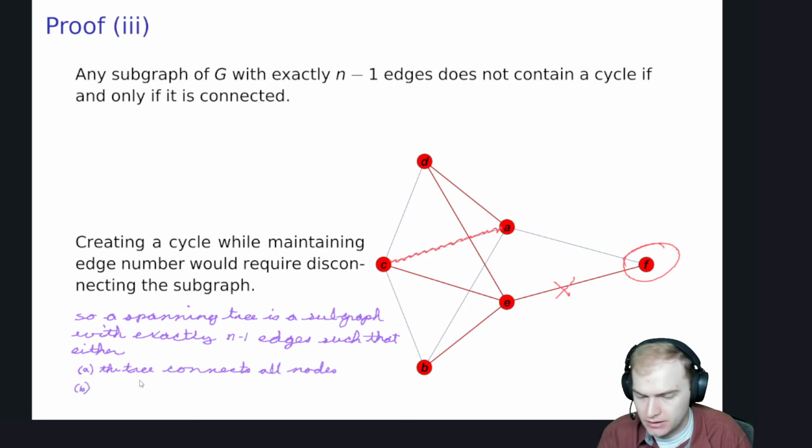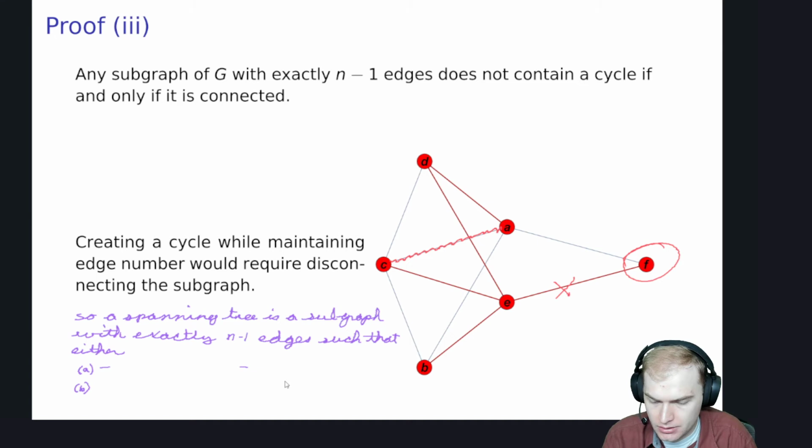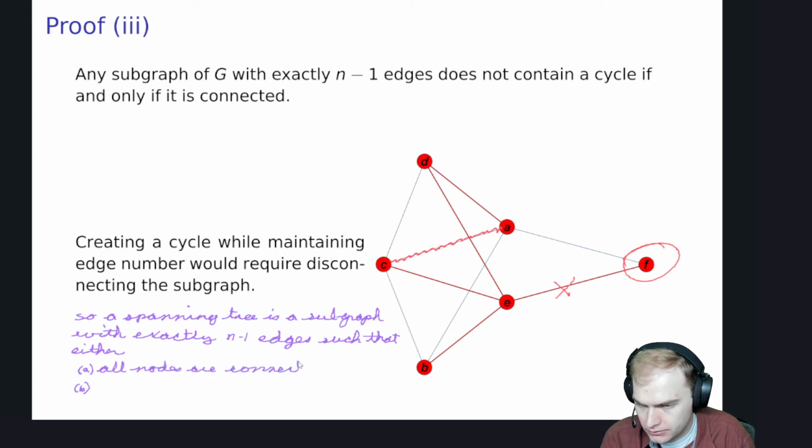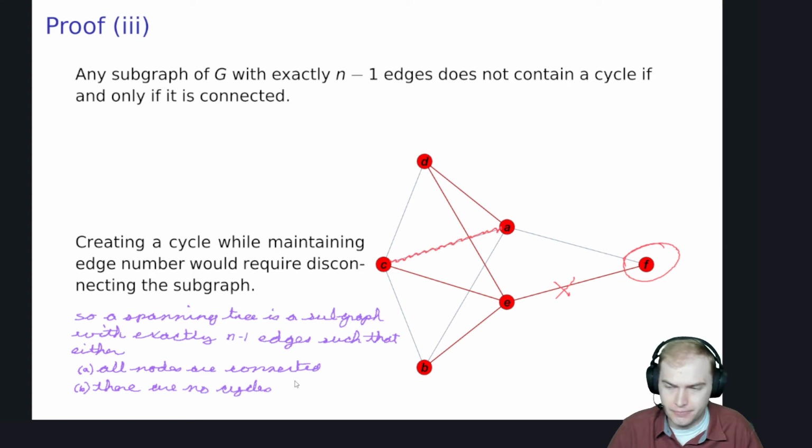Or B, let me rephrase that a little bit, such that all nodes are connected, or there are no cycles. If we can maintain either of those conditions, the other one follows. The other one is true.